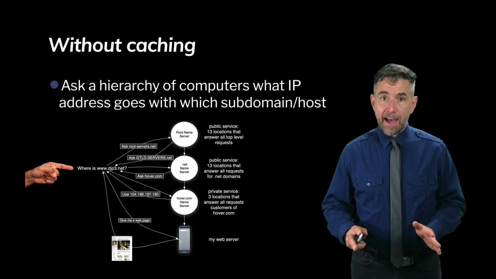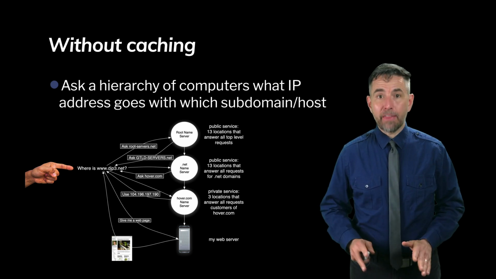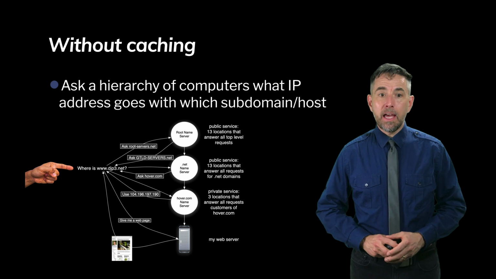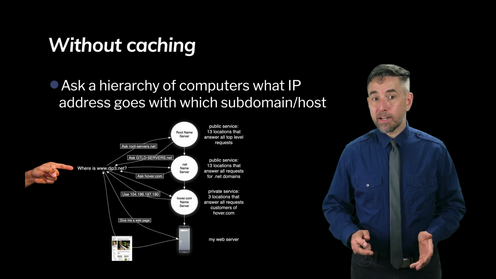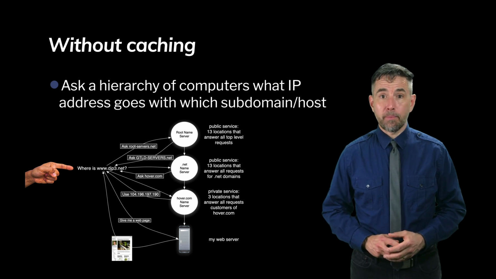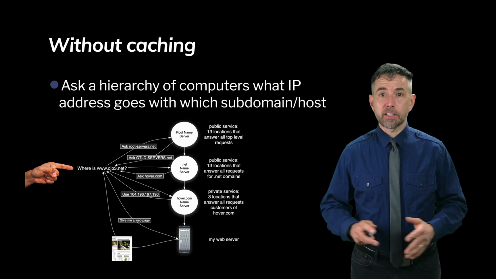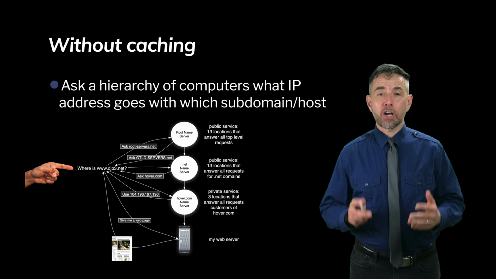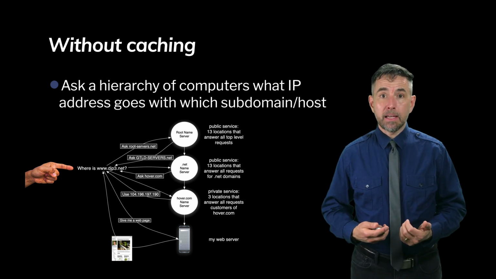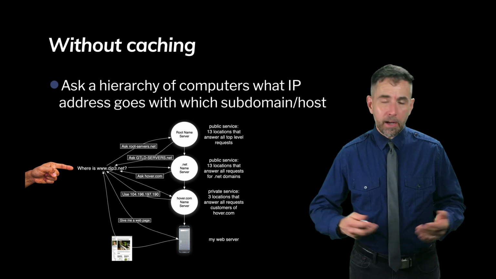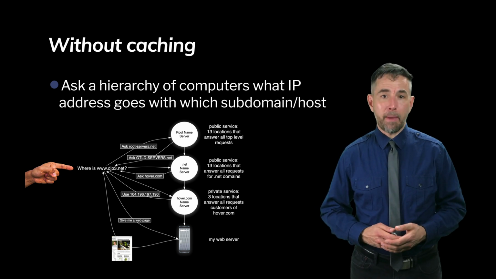Okay, so without caching, the fail-safe method for how we do this translation involves asking a hierarchy of computers what the IP address is that goes with a particular subdomain and host. This is a global service that starts with a global internet registry, but ends up with whatever company you have paid to host your domain.